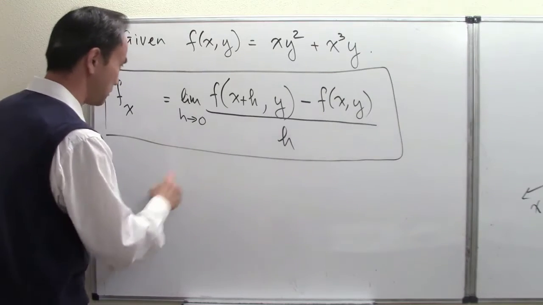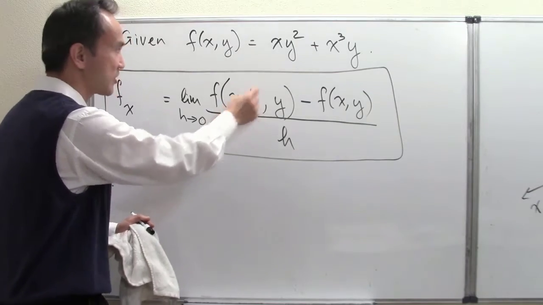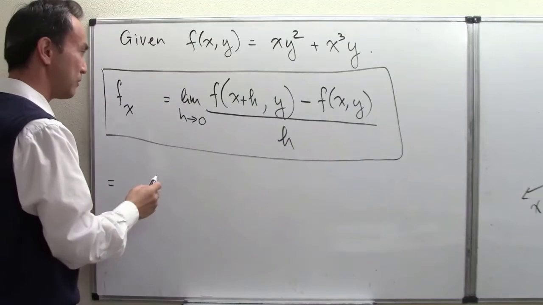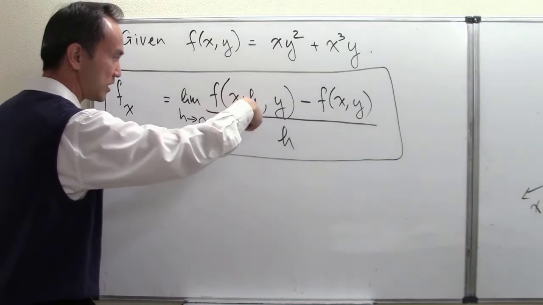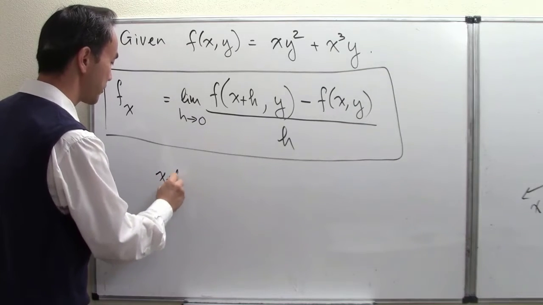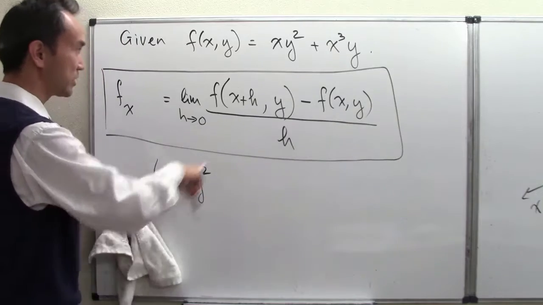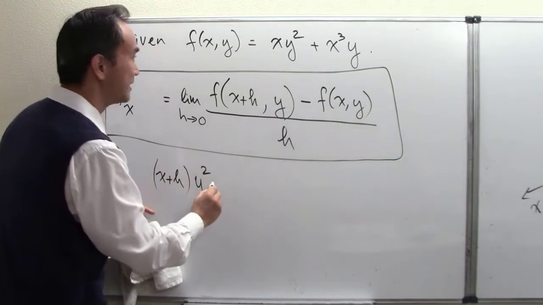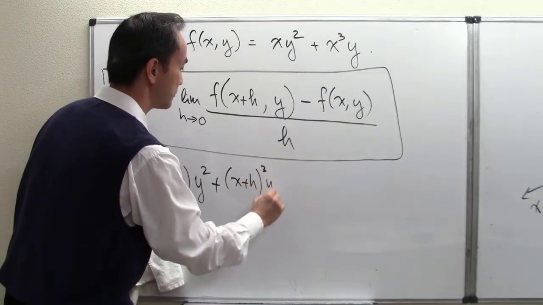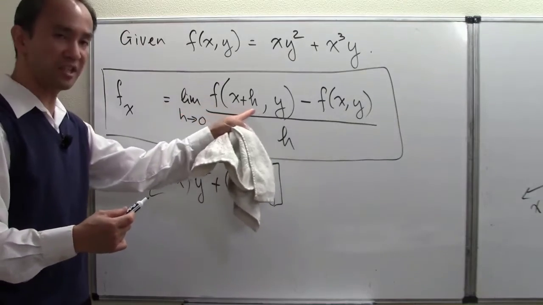So for f of x plus h, I am going to substitute the expression x plus h into my x input variable, leaving the y exactly the same. So my function, in other words f of x plus h comma y, will come out as the following: x plus h multiplied with y squared, because we substituted x with x plus h, plus x plus h cubed times y. This completes our f of x plus h comma y.